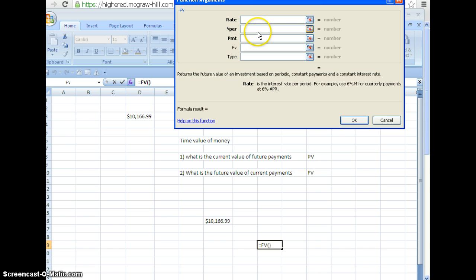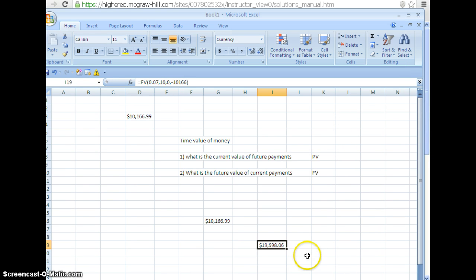Future value, 7%, number of periods 10, payment 0, here we go. We got $19,998.06. It's a little less than $2 shy of $20,000. What we just did is we checked our work. This is how you can do that.